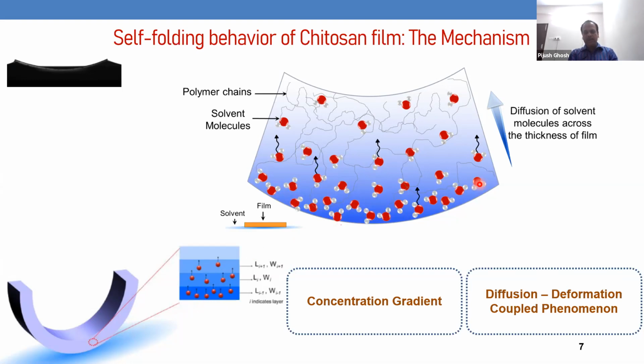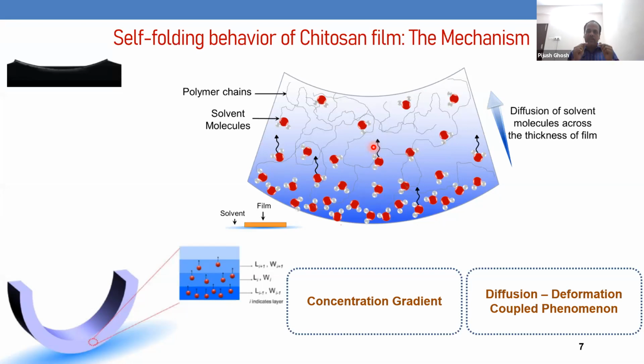Very similar to thermocouple, but it is slightly different in other sense. So number one, the first thing is that there has to exist a concentration gradient for the film to fold. Now, the second thing is that as these water molecules or the solvent molecules are going into it, it changes the polymer configurations and the chain conformations.